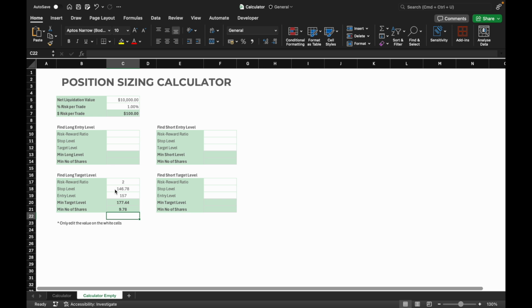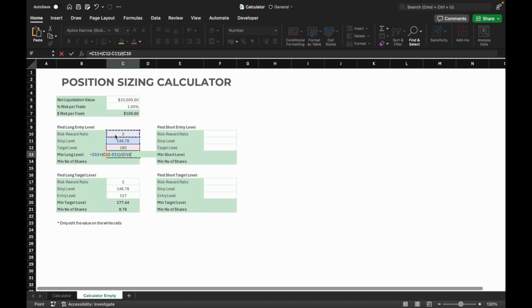Now let's explore how to calculate the long entry level. First, you need to determine your risk to reward ratio, then your stop level and target level. In this case, my risk to reward ratio is 2, my stop level is 146.78 and my target level is 180. To find the long entry level, you will add the stop level to the difference between the target level and the stop level divided by the risk to reward ratio plus 1.